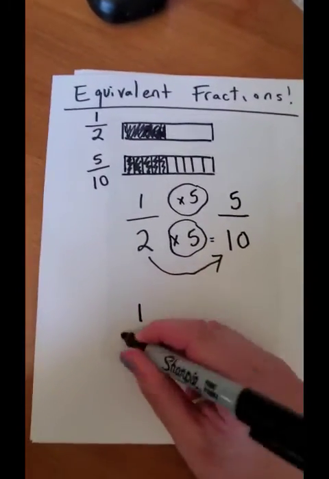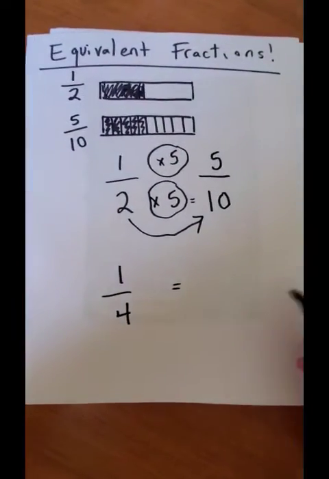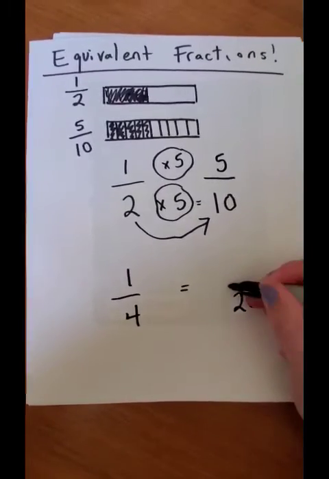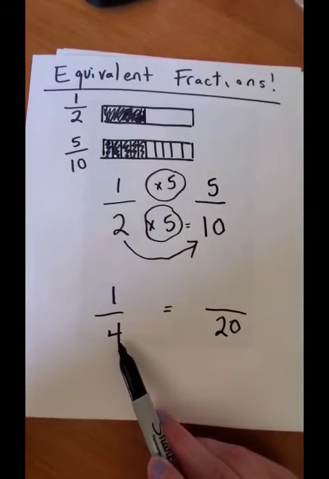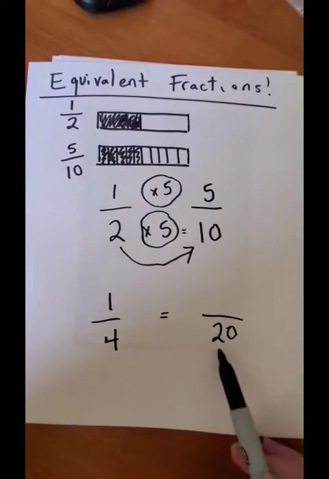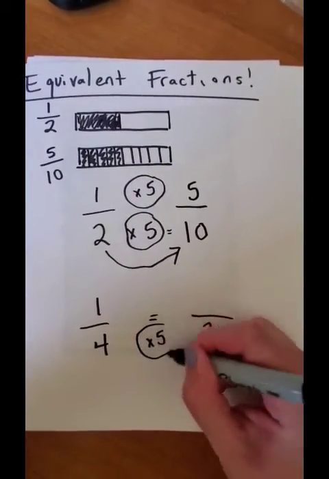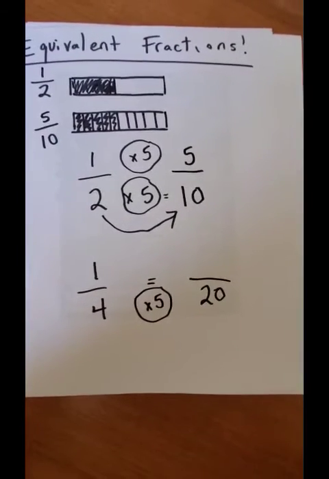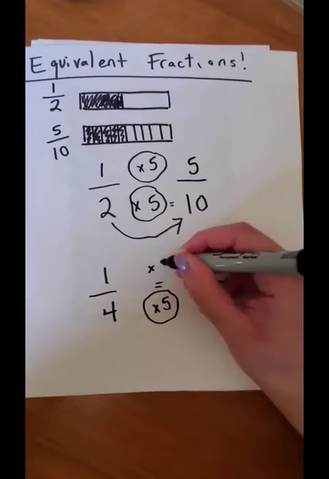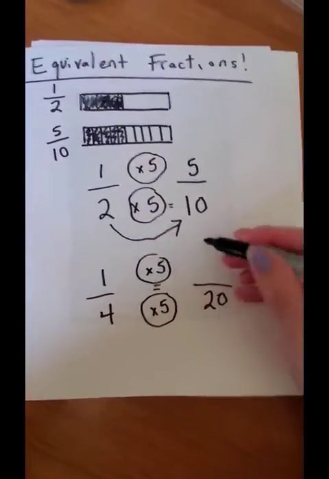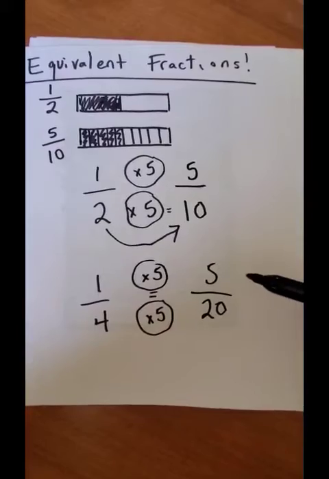Let's say I had 1/4. And I wanted to change this into, let's say, 20ths. 1/4, I want to change it into 20ths. I need to think to myself. 4, each fourth is cut into how many pieces to make it 20? 4 times something is 20. 4 times 5 is 20. So what do I need to do to my numerator? I need to do the same thing I did to the denominator. Cut it in 5 pieces. So 1 times 5. 1 times 5 is 5. 4 times 5 is 20. So 1/4 is equivalent to 5/20.